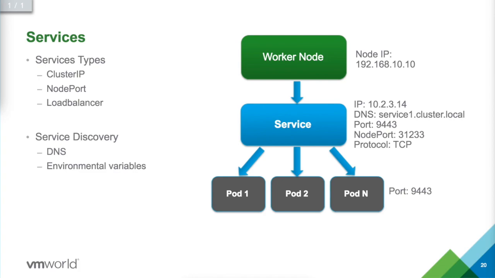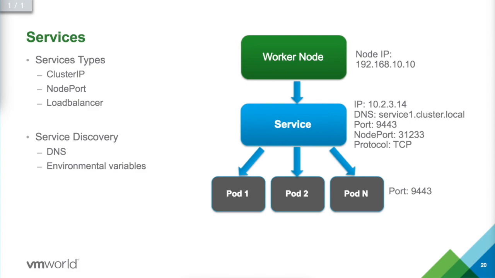If you look at the diagram, the way to reach our application is by using the IP address 192.168.10.10 and using the port 41,233. Finally, load balancer is the last service type and is built on top of the node port service type.